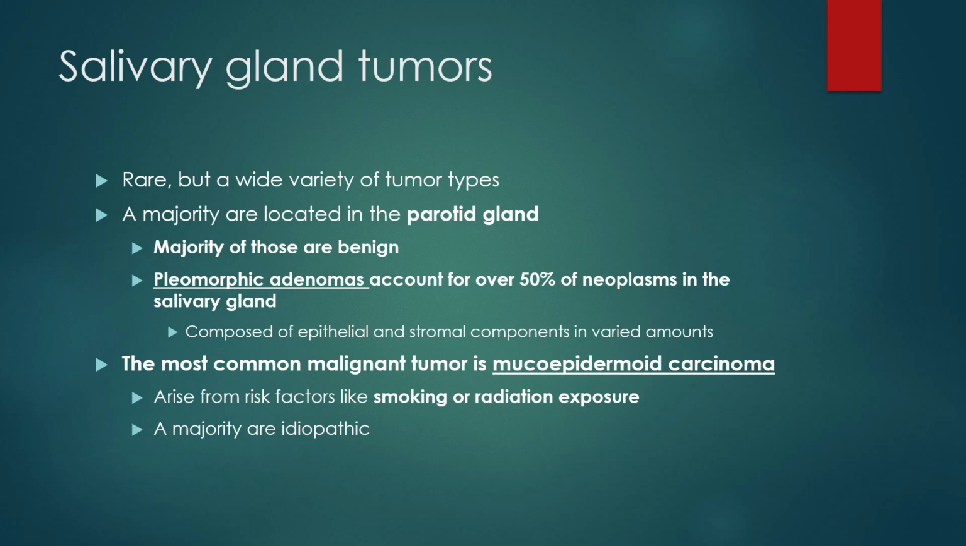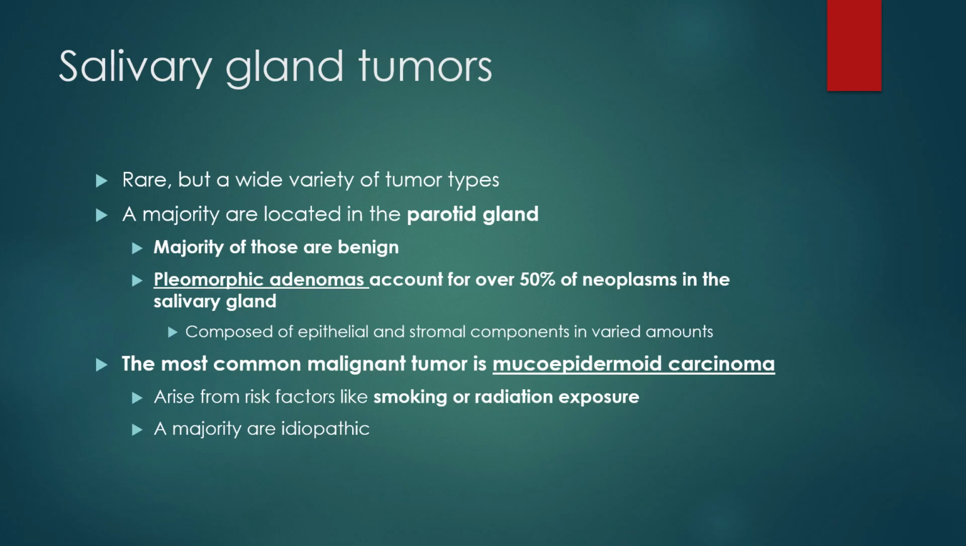Pleomorphic adenoma. This is the rock star of salivary gland tumors. It accounts for over 50% of all salivary gland neoplasms. It's usually benign and slow growing. It's most commonly found in the parotid gland. Histologically, these tumors are famous because they contain epithelial components and stromal, so mesenchymal appearing, components in wildly variable proportions. Hence the name pleomorphic, which means many forms.